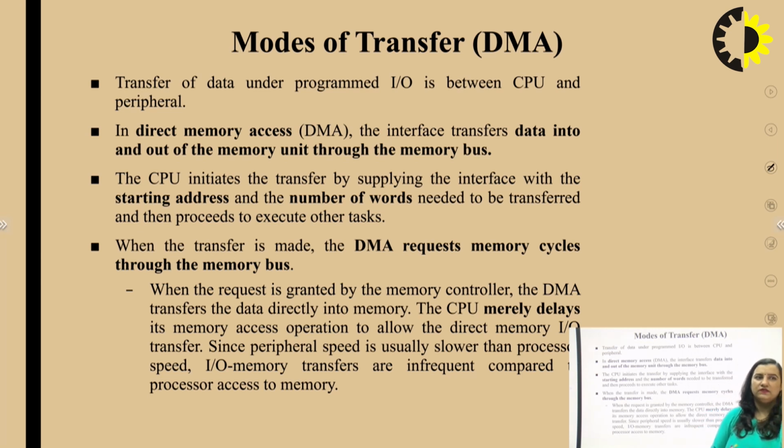So when the request is granted by the memory controller, the DMA transfers the data directly into memory, and the CPU merely delays its memory access operations to allow the direct memory input output transfer. Since peripheral speed is usually slower than the processor speed, input output memory transfers are infrequent compared to the processor access to memory.